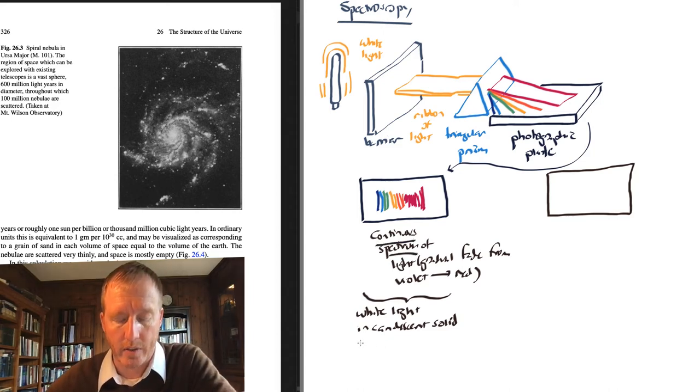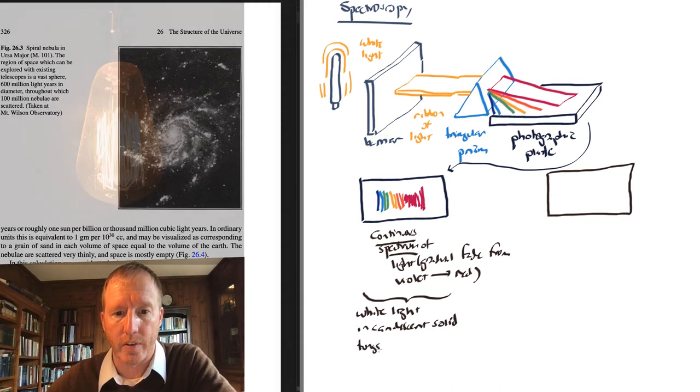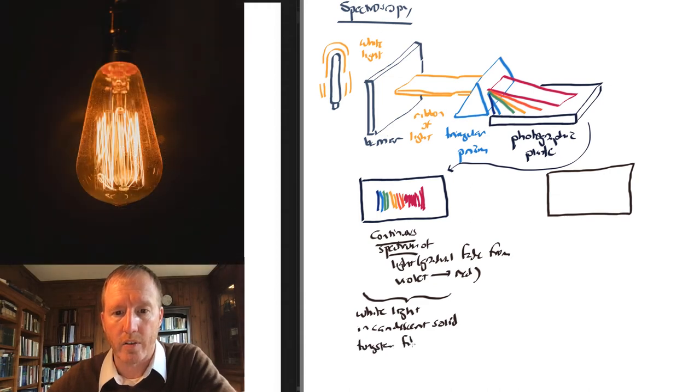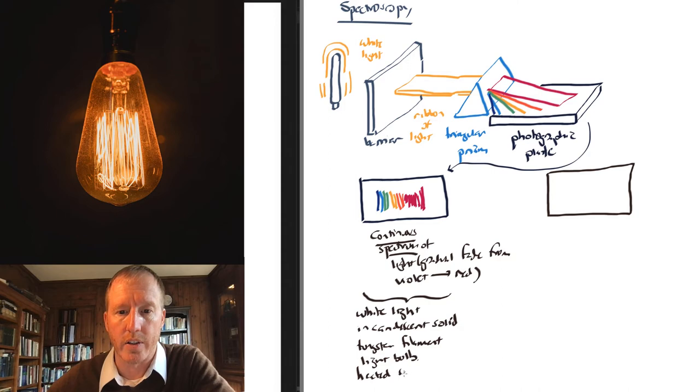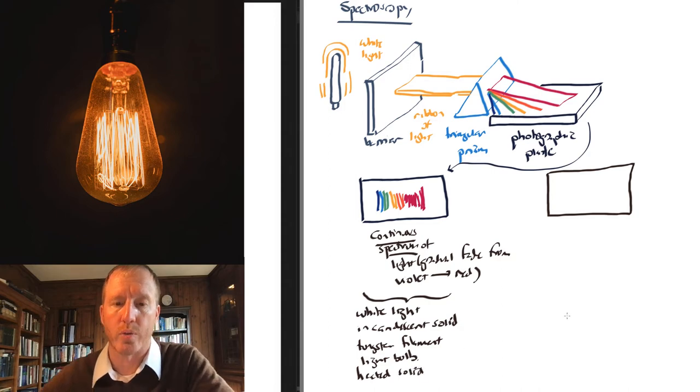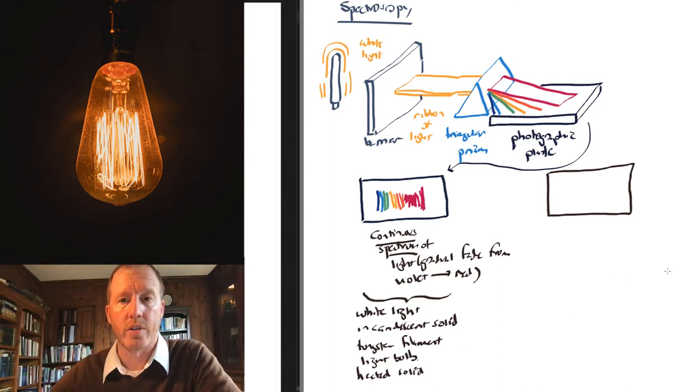So this would be an example of a tungsten filament incandescent light bulb. You know, the old light bulbs that you may still have in your house. And it happens basically when you have any heated solid object. It glows with this white light that can be divided into this rainbow of colors.